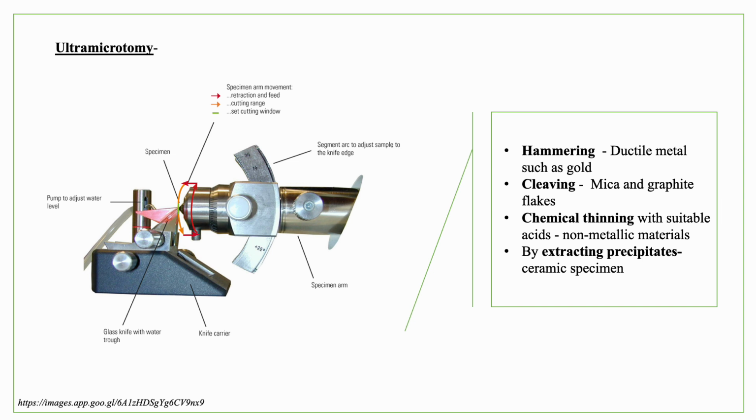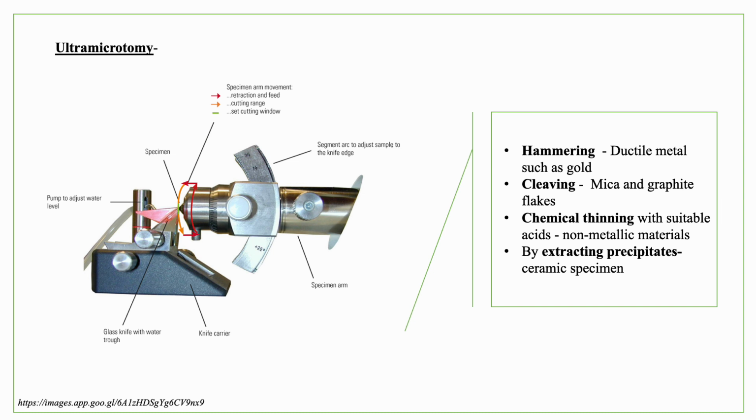In ultramicrotomy, what we do is we place our sample on this holder, and this is the knife, a very sharp-edged knife placed on this knife carrier, and this holder is made to come closer to this knife while it is repeatedly moving up and down. When it comes into contact with this knife, the knife gradually sections the specimen. That's how we get our final thinned sample. This technique is used for biological specimens or polymeric specimens.